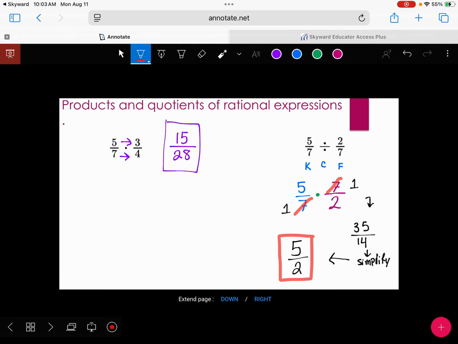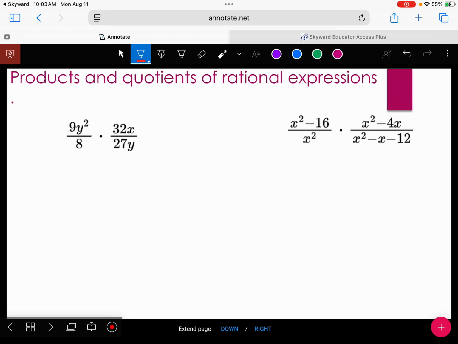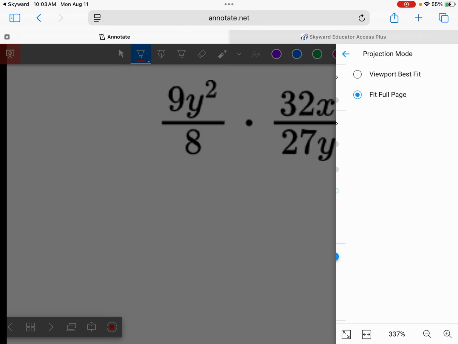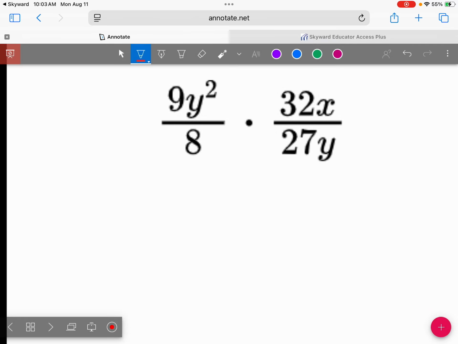Okay? So we're going to be working with our rational expressions, these fractiony things that look awfully polynomial. I wonder what we're going to do with them. All right, we're going to start with some smaller ones. So we're going to do products and quotients of our rational expressions. And I'm going to zoom in on each one of these just because I know sometimes they're a lot. So our first one we're going to look at is 9y squared over 8 times 32x over 27y.